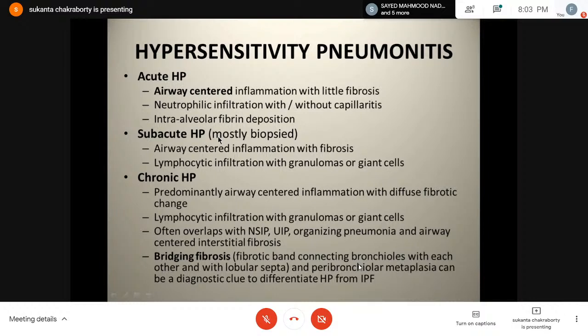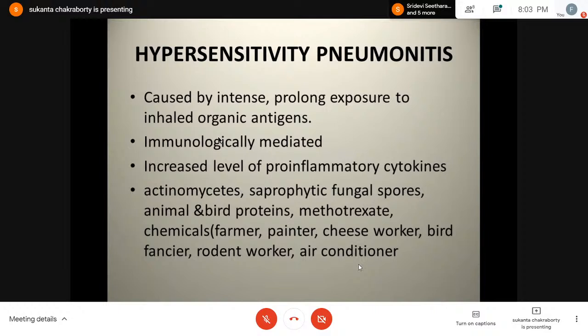And what is bridging fibrosis? Fibrotic bands connecting bronchioles with each other and with lobular septa. Peribronchial metaplasia can be a diagnostic clue to differentiate between HP and IPF in cases of fibrosis. So these are the different histological subtypes of hypersensitivity pneumonitis: acute, subacute, and chronic. To summarize again, what is hypersensitivity pneumonitis? It is caused by continuous, intense, prolonged exposure to inhaled organic antigens.